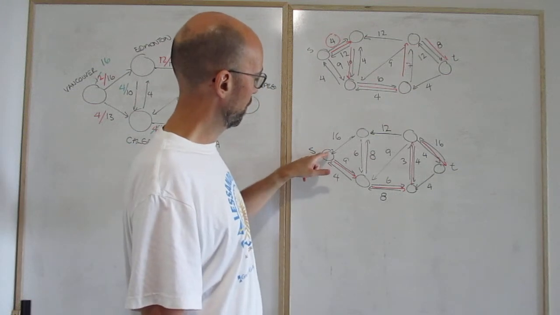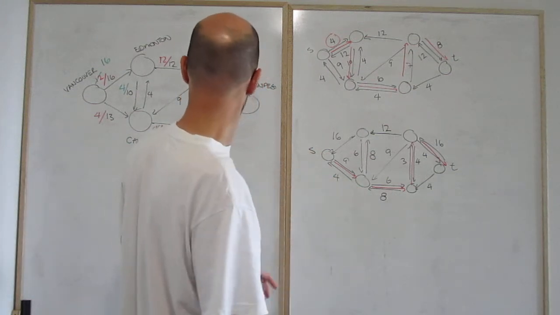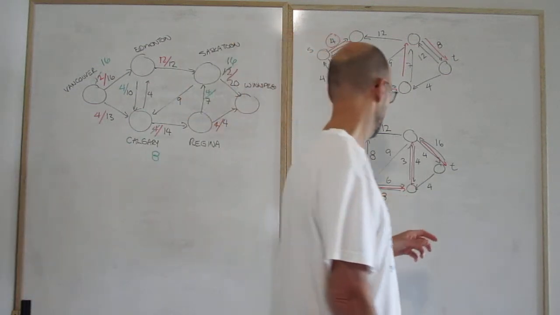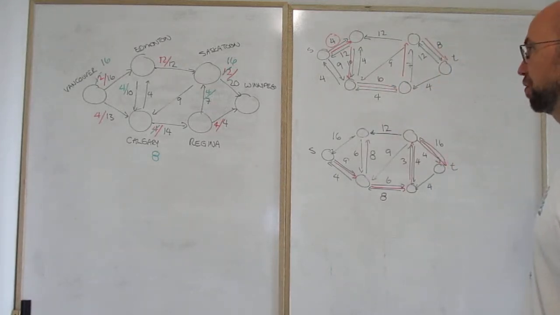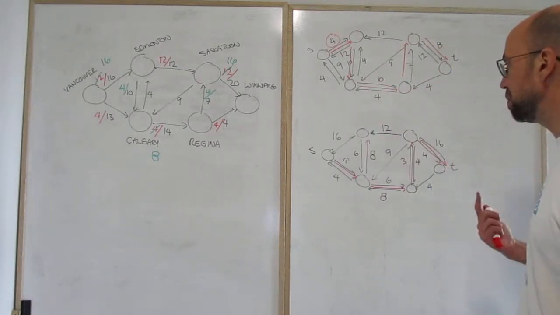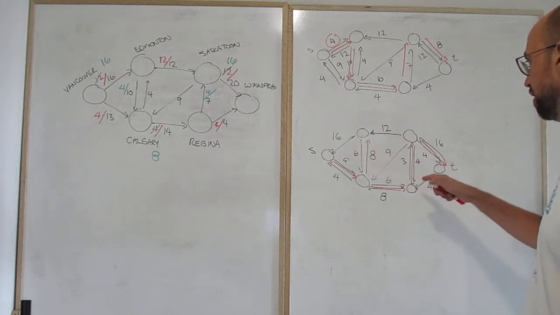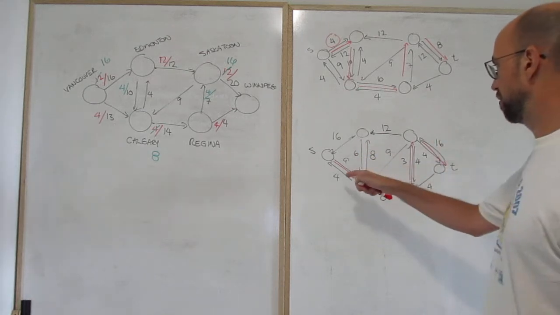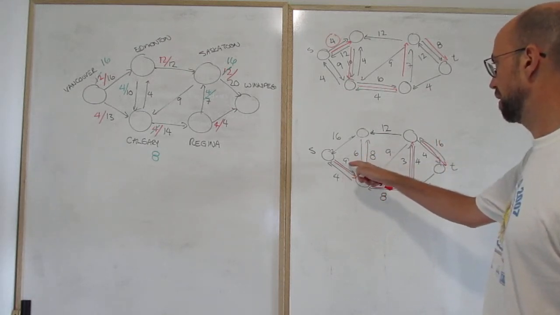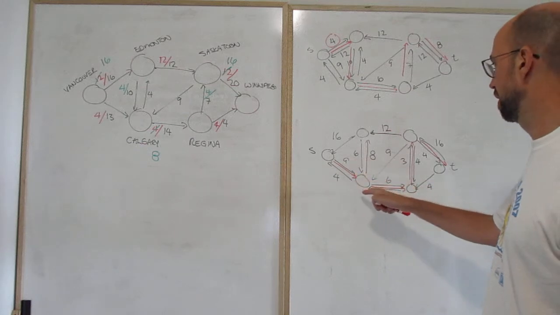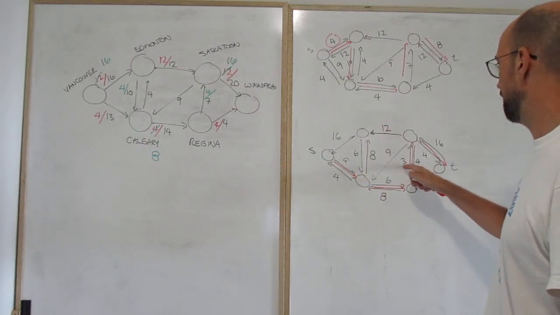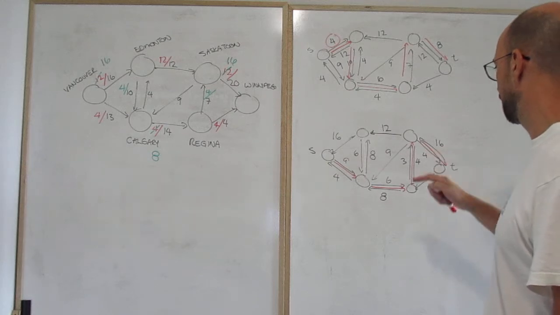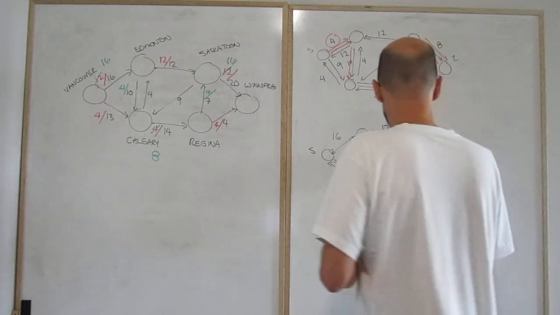And so we say, okay, we go from Vancouver to Calgary, Calgary to Regina, Regina to Saskatoon, and Saskatoon to Winnipeg. What's the minimum capacity along this? So it's 9 here, 6 here, 3 here, and 4 here. So the minimum is 3.